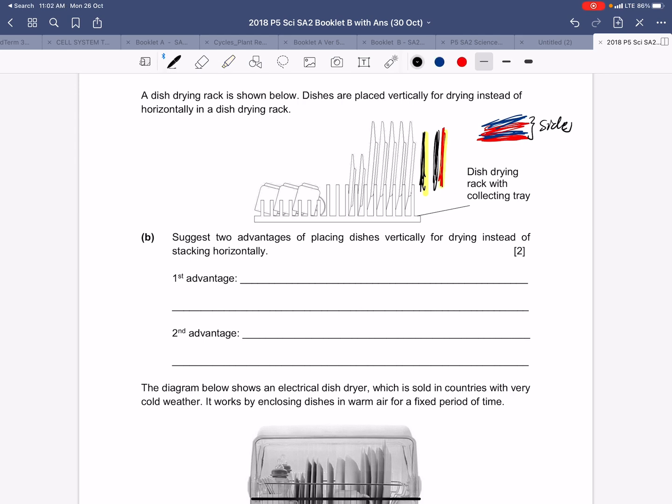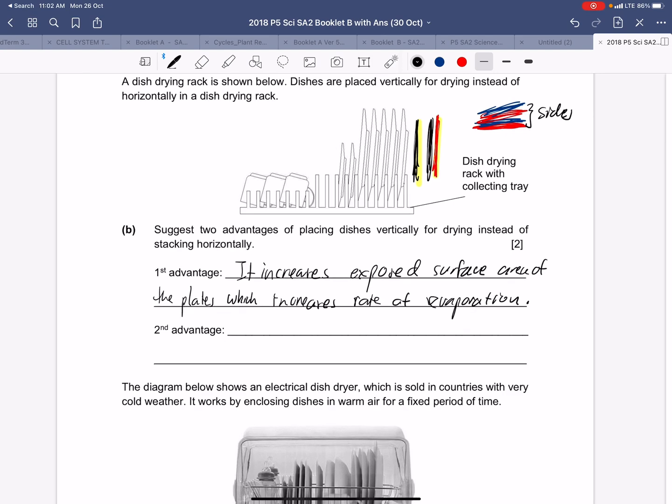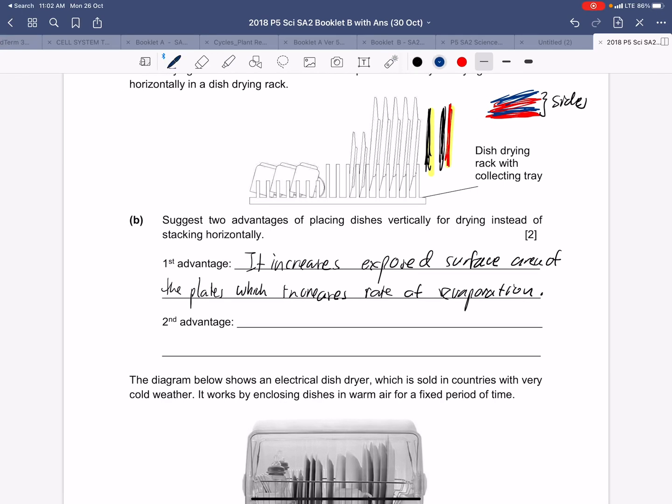All right, so the first thing is that it increases exposed surface area of the plates, which increases rate of evaporation. Now, it is just not good enough to tell me that, oh, it increases surface area. But why? Why do you want to increase the exposed surface area? Because it increases rate of evaporation, which many of you didn't put the second part again.